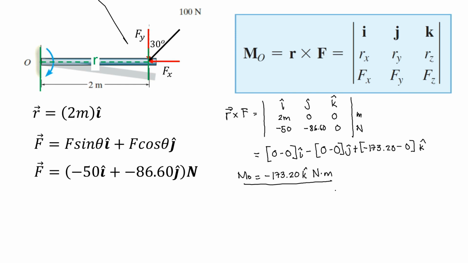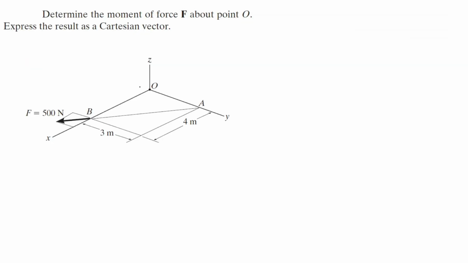So let's try to solve another one using vector analysis. Determine the moment of a force about a pivot O. Express the result as a Cartesian vector. So this is a force, and that is the direction of the force. The moment arm is always the distance from our pivot to the point of our force, which is at point B. So the distance from point O to point B is 4 meters, and that is our moment arm.